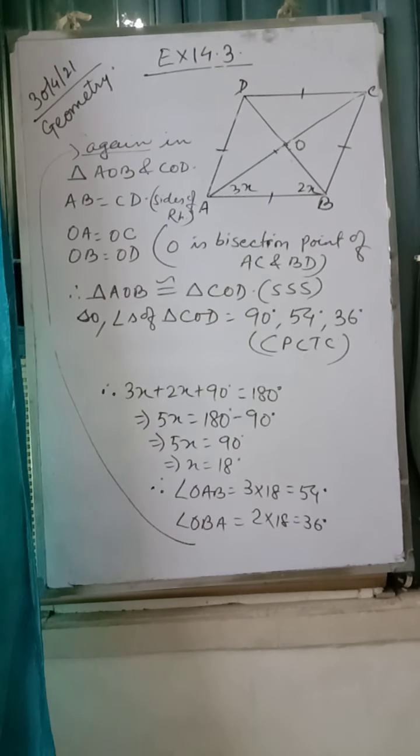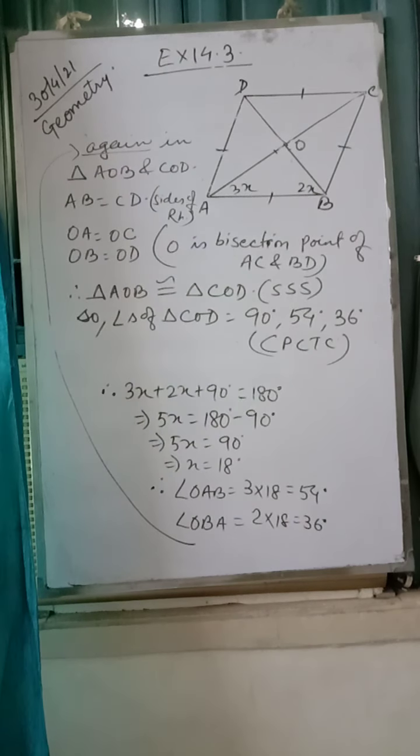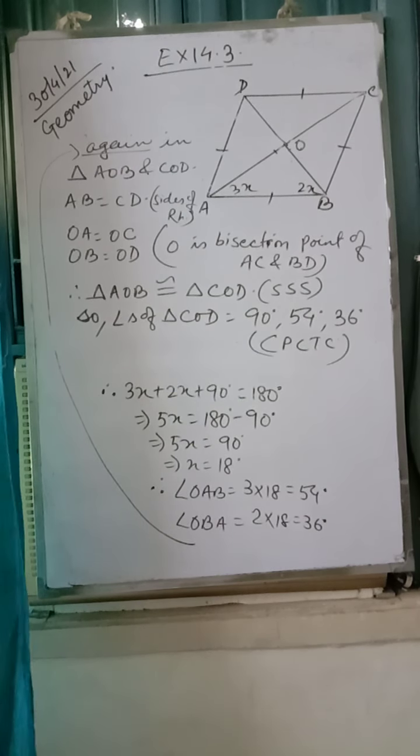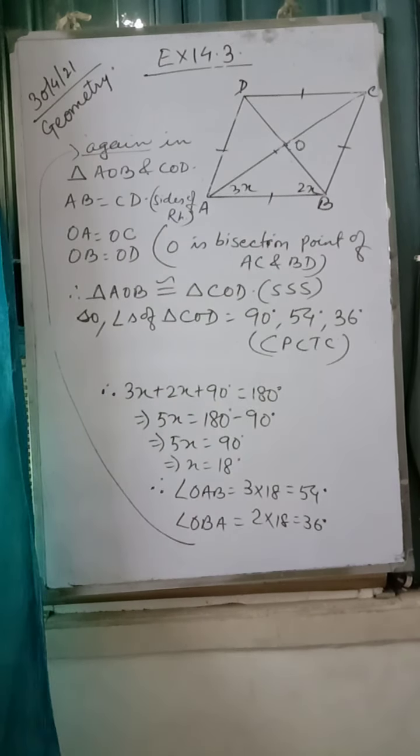Number 12, it says, one of the diagonals of a rhombus is equal to one of its sides. Find the angles of the rhombus. Now, if one diagonal is equal to one side, which type of triangles would it be forming? Can you tell me?